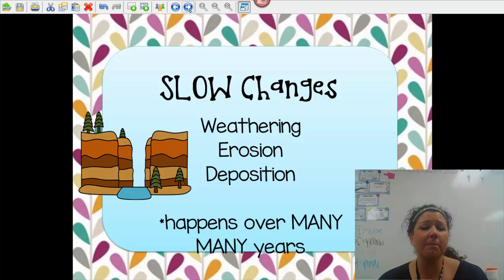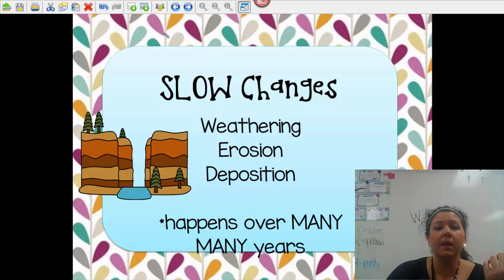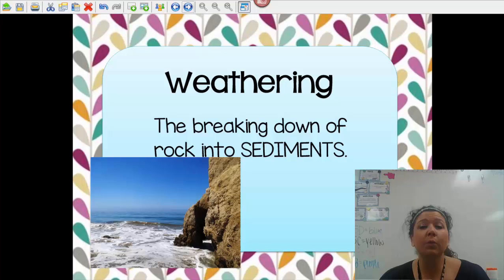These happen over many, many, many years. It's not like a volcano or a hurricane or a landslide. These are slow processes where we can't really see the effects with our own eyes because they happen over years and years and years. The first one we're going to look at is weathering.